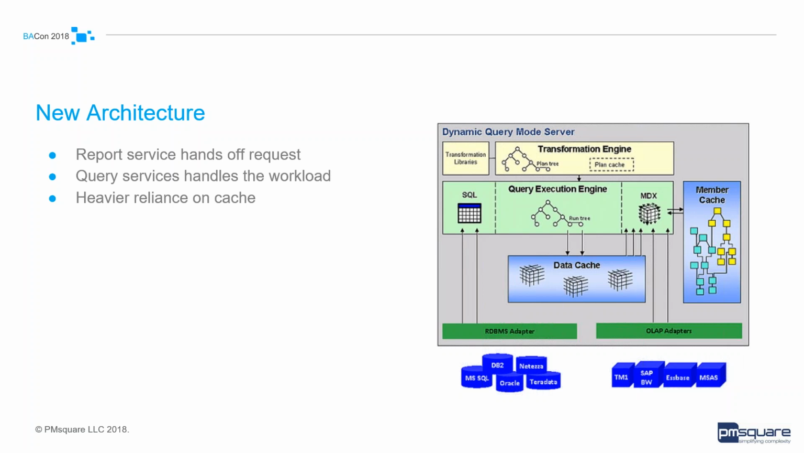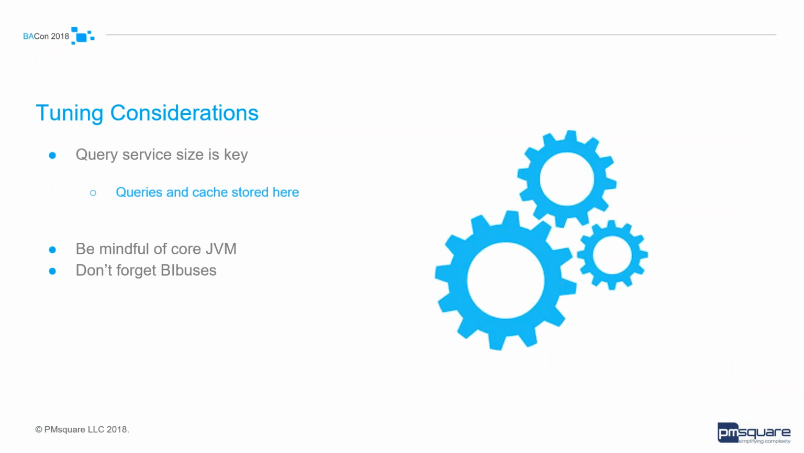But this scheme requires a little different thinking. Before, you'd be looking at what's my BI bus count, does the report service have enough? But that's no longer the case. For DQM, query service size is key. That is all handled in memory. As far as the caches and queries, the workload is being done in memory. So you really need to make sure that the max size for your query service is enough to accommodate all that work that the query service will be doing.